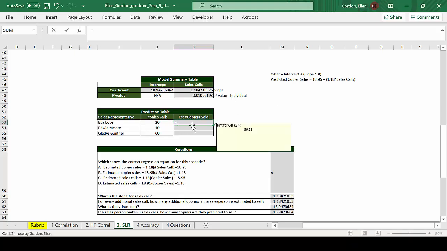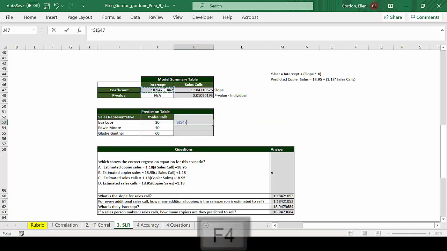So we can plug in our equation. So again, it's our intercept, 18.95. And I'm going to lock it because I'm going to copy this function down. And the intercept is always going to be the same. It's a constant, so I'm going to lock it. So it's the intercept plus the slope. The slope is also a constant, so I'm going to lock it, times sales calls. So here is that individual's number of sales calls.